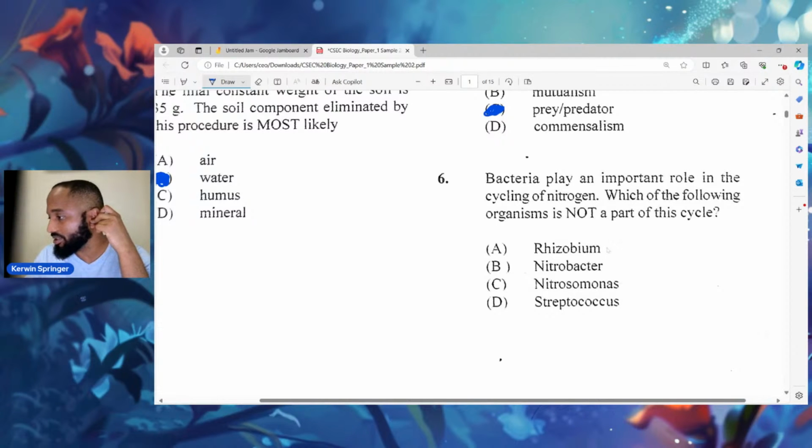Nitrosomonas. I know this one. I can't remember these names too well. I know the answer is D because my bio teacher told me the answer is D.